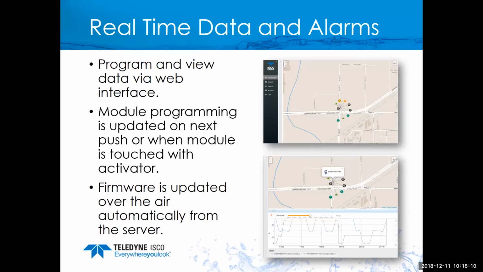Firmware, again, is updated automatically over the air. So every time a new firmware upgrade comes out for the AcQLink, it is pushed automatically from the server to the meters when they push in.